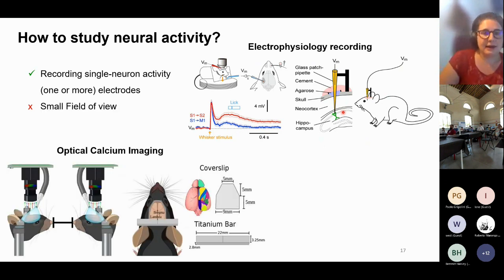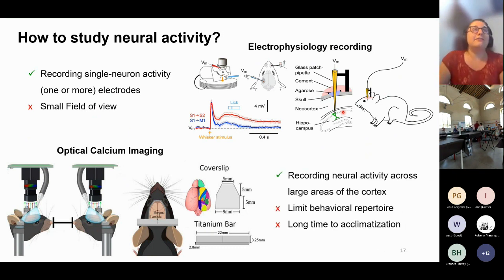In the last years, optical calcium imaging has seen remarkable development. In detail, thanks to the use of a transgenic mouse model expressing a calcium-sensitive fluorescent protein, we can record, for example using wide-field microscopy, neural activity across large areas of the cerebral cortex and for a long time. However, these microscopy techniques require head fixation, a long time for acclimatization is necessary, and this head-fixed condition limits the animal's behavioral repertoire.